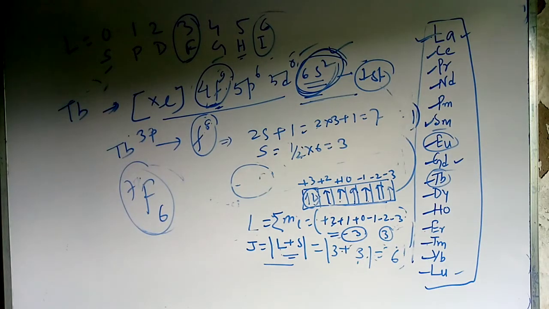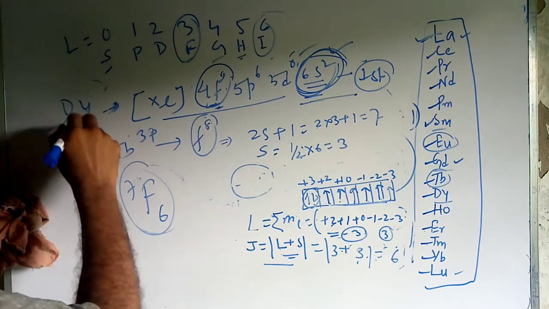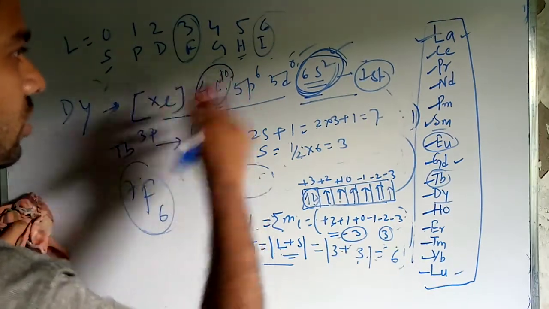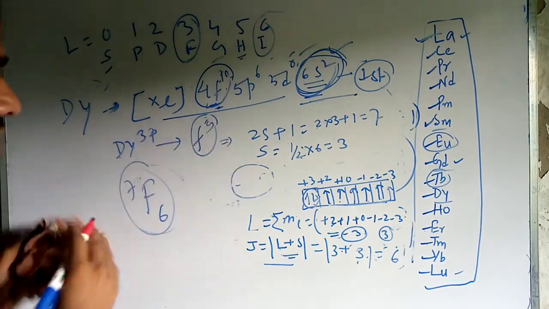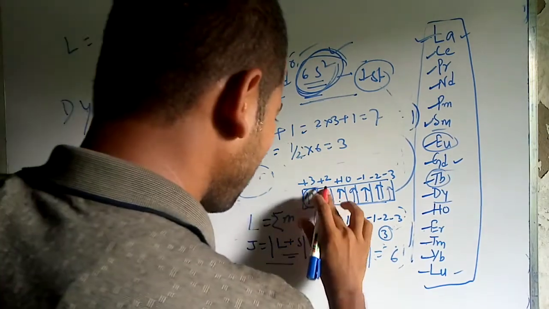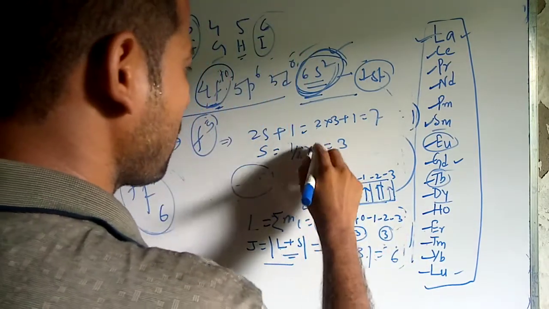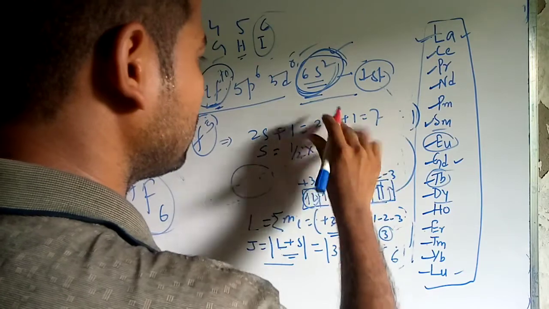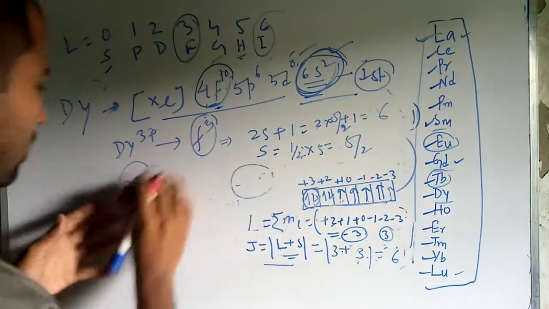If we consider next terbium, dysprosium, this is dysprosium, this is 6. The electronic configuration is the same as dysprosium 3 plus, this is the 9 system. How many unpaired electrons? This is also paired up. Unpaired electrons: 1, 2, 3, 4, 5. This is actually 5 by 2, and this is 6.